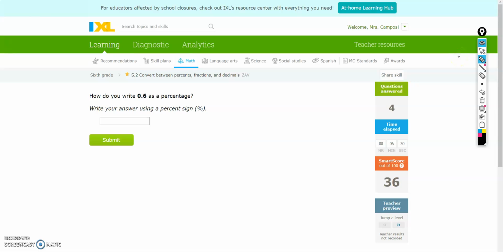Okay, now we have 6/10, and we want to write that as a percentage. So you have to go over 2 to the right. 1, 2. What do you think we're going to put in this empty spot? 0. So you have 60%.